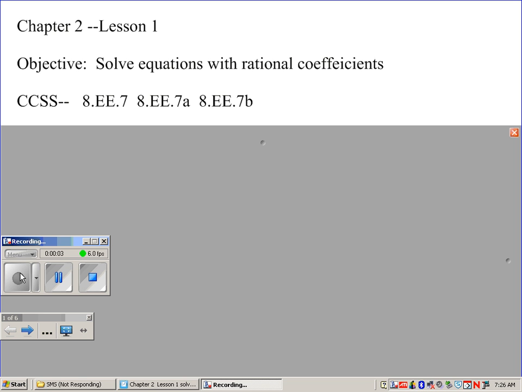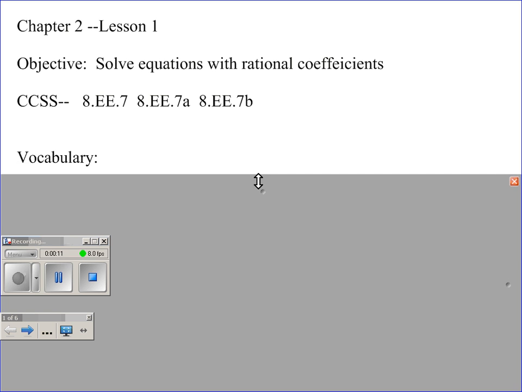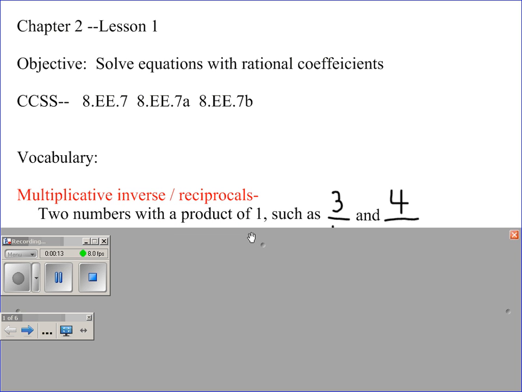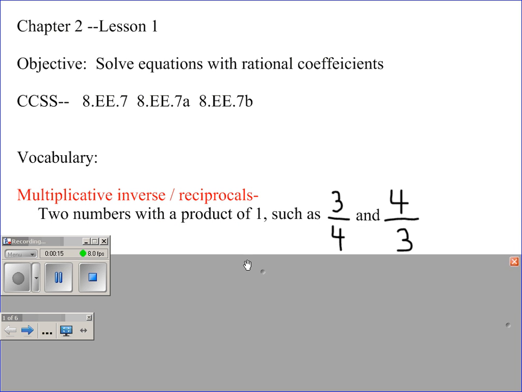Welcome to lesson 1. Your learning target or objective for this lesson is to solve equations with rational coefficients. There are 2 vocabulary words for this section. The first one is multiplicative inverse, or reciprocals. That's 2 numbers with a product of 1, such as 3/4 and 4/3.